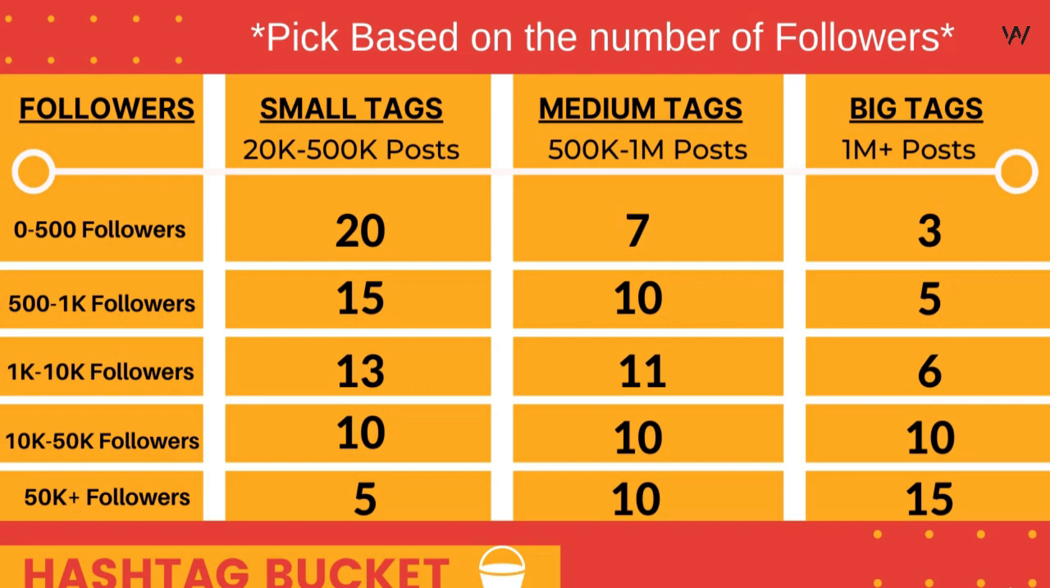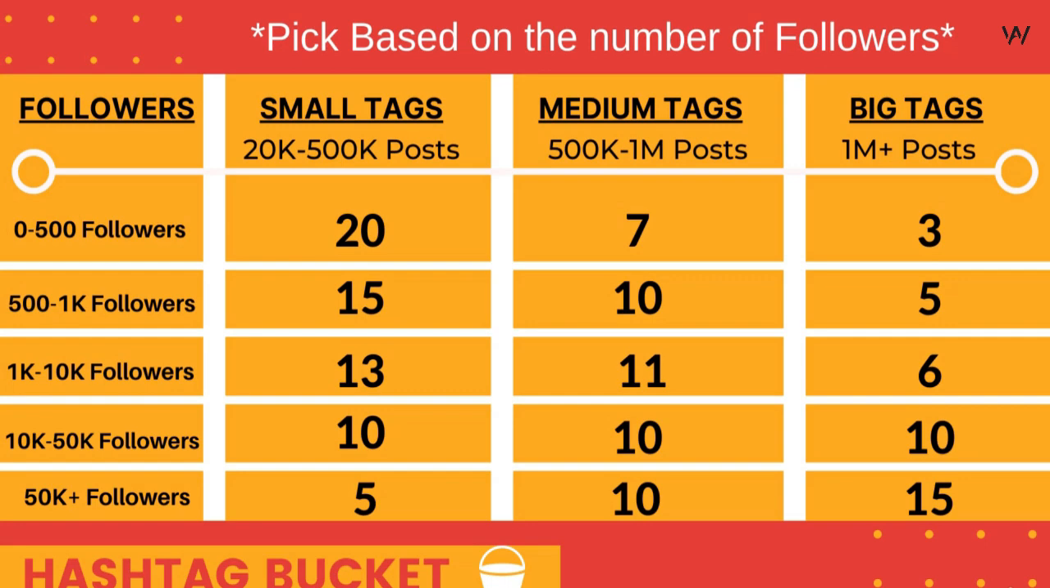One thing that you have to specifically note here is that when you have a small number of followers, say 0 to 500 followers, the number of small tags is very high and the number of big tags is very low. But as you grow your Instagram page to say 1000 followers, then to 10,000 followers, then to 50k plus followers, you can see that there's a gradual shift from small tags to big tags. For more than 50k followers, you'll be using only 5 small tags and 15 big tags. I hope you'll keep this in mind.